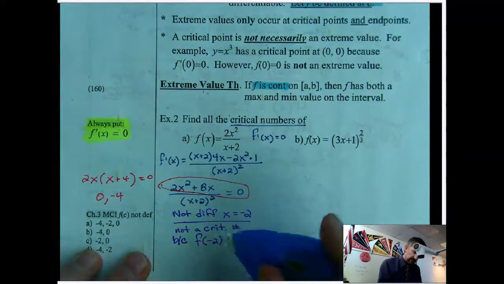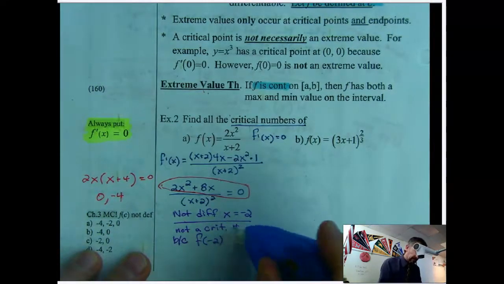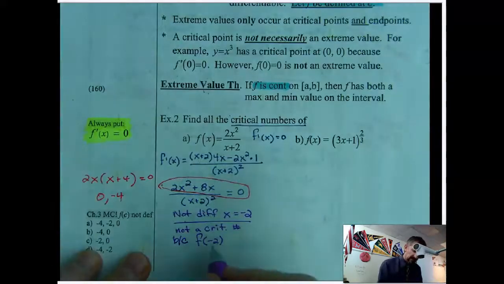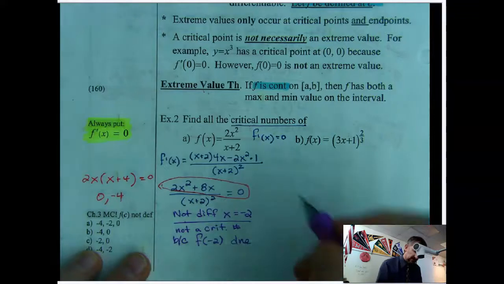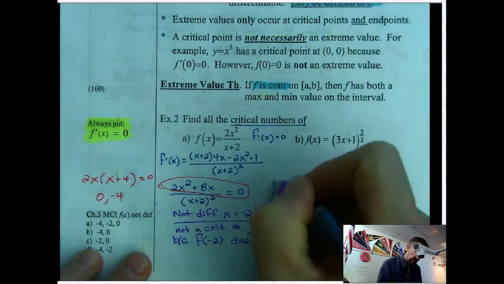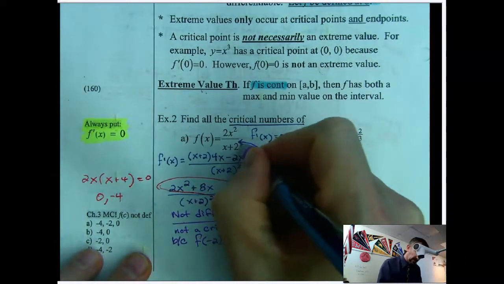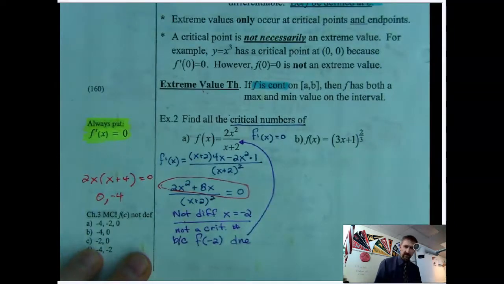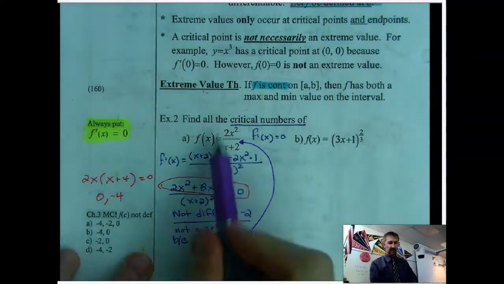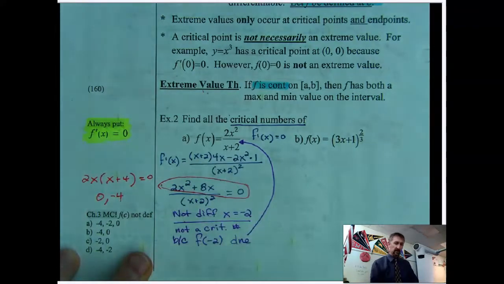it's getting messier and messier, because f of negative 2 does not exist. If you go back up here, f of negative 2 is not defined. We can't plug negative 2 in there, we'd be dividing by 0. So that's not a critical number.